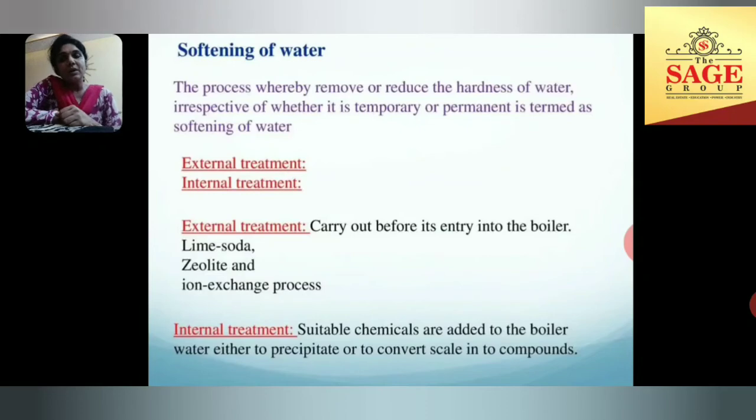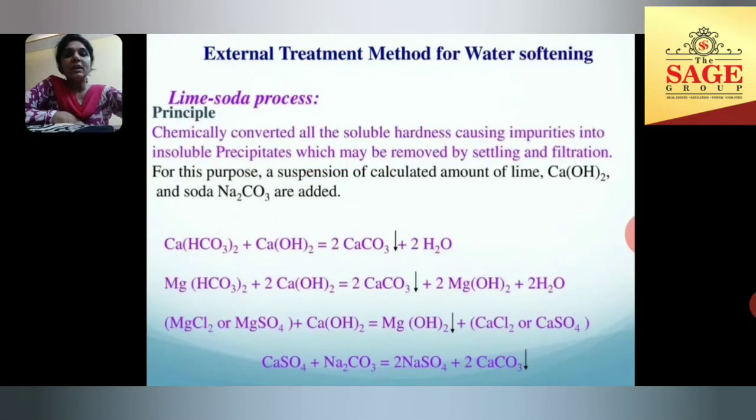Now in today's class we will be studying a very important external treatment method of water, and that method is the lime soda method. The name clearly indicates that in this method two chemicals are used, lime and soda. You know very well the formula of lime is Ca(OH)2 and the formula of soda is Na2CO3. Now see what the principle of this lime soda process is: chemically convert all the soluble hardness causing impurities into insoluble precipitates which may be removed by settling and filtration.